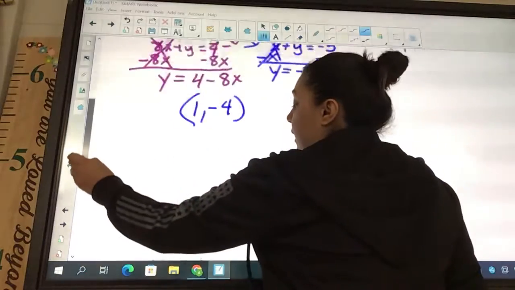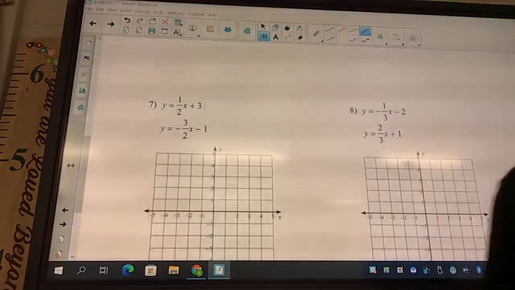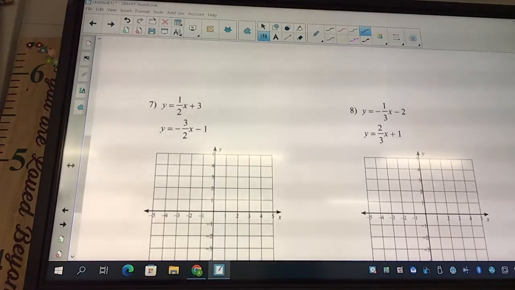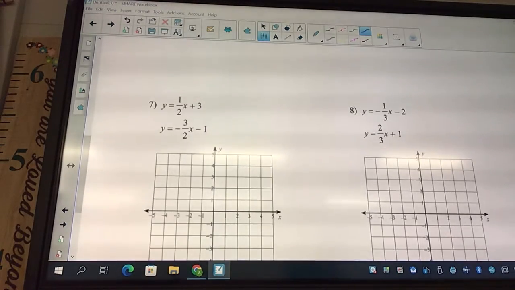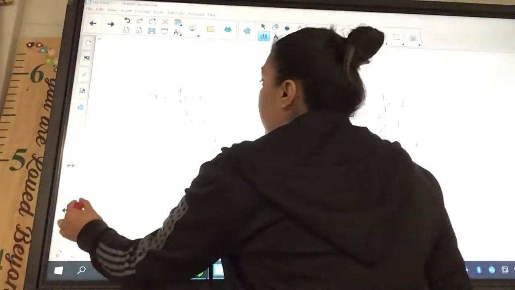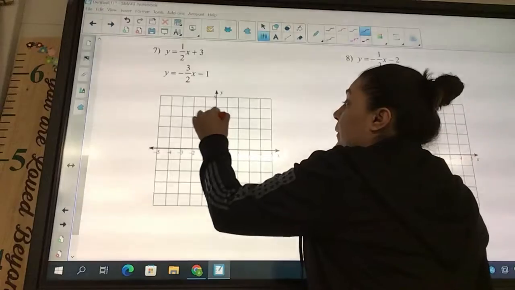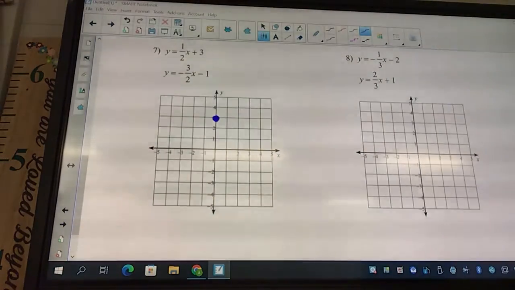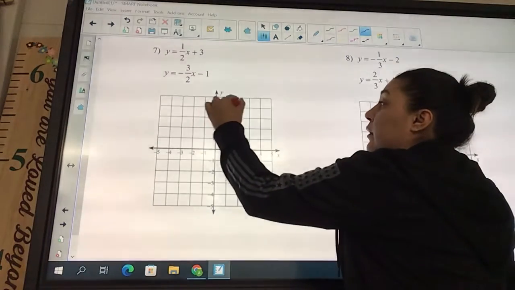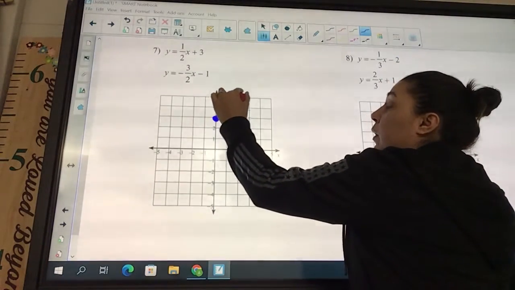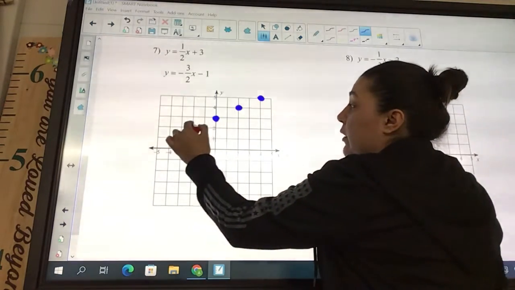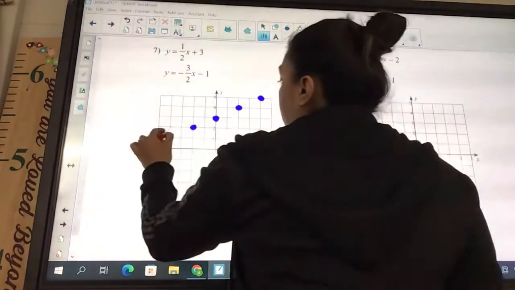Okay, look at 7. Are the y's by themselves? Does it say y equals? Yeah, so then we don't need to go through and solve it all. It's ready to graph. Okay, so we start graphing this one at 3. And my slope is 1 over 2. So you're going to go up 1 and over 2. Up 1 and over 2. Okay, or on the opposite side, you can go down 1 over 2. Down 1 over 2.